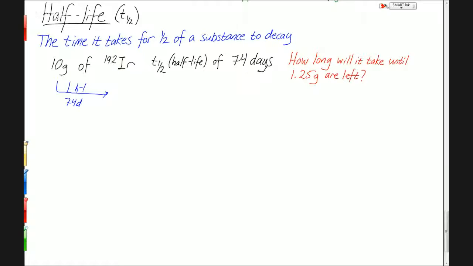5 grams. You cut it in half, 10 cut in half is 5. So after one half-life, there's 5 grams left. After another half-life, another 74 days, how much is left? Yeah, 2.5 grams. So you cut it in half again. So then after another half-life, another 74 days, how much is left? Yeah, 1.25 grams. So you cut it in half again.